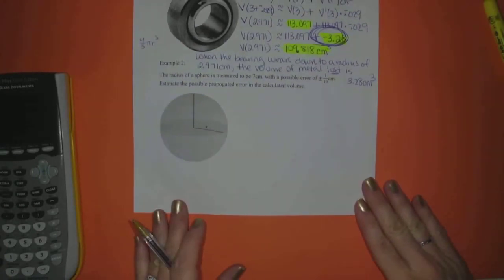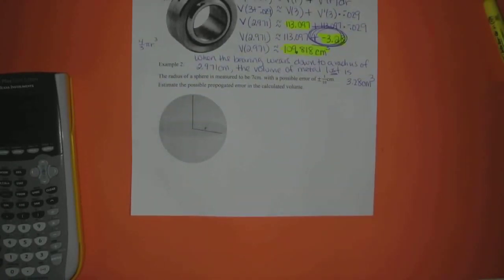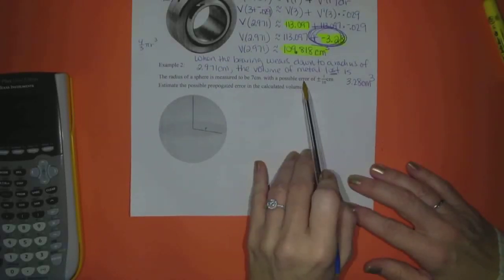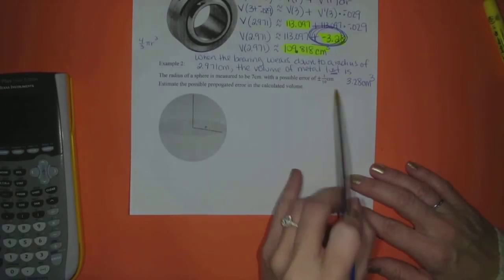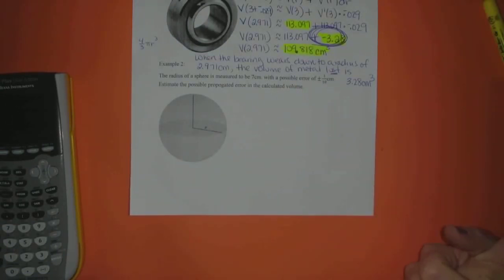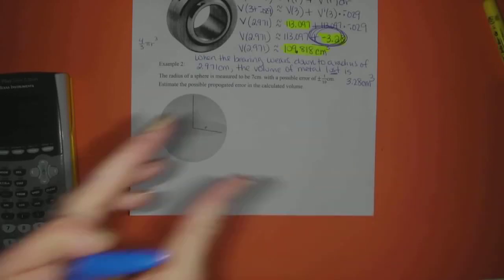Okay, last one. Very similar. Example 2. The radius of a sphere is measured to be 7 centimeters with a possible error. Here's my dr, my change in radius, of plus or minus 1/10 of a centimeter. Estimate the possible propagated error in the calculated volume.